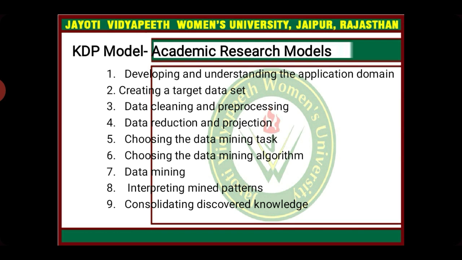Choosing the data mining task is the fifth step. Here the data miner matches the goals defined in step 1. What is step 1? In step 1, we are developing and understanding the application domain. So, with step 1, a particular data mining method such as classification, regression, clustering, etc. Now, sixth is choosing the data mining algorithm. The data miner selects methods to search for patterns in the data and decides which models and parameters of the methods used may be appropriate.